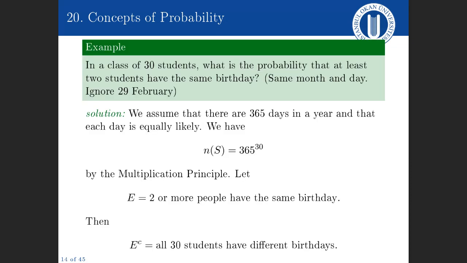Let's move on to a similar example. In a class of 30 students, what is the probability that at least 2 students have the same birthday? And by the same birthday, I'm not talking about the same year. I'm only talking about the same day and the same month. And just to make this a little bit easier, we're going to ignore the 29th of February. So we're going to be assuming there are 365 days in a year, and we're going to assume that each day is equally likely.